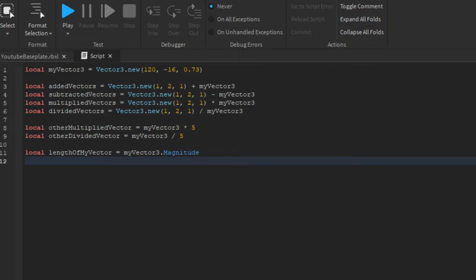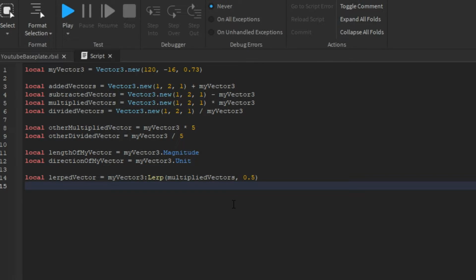You can get the length of a vector by getting the .Magnitude property, and if you want to get the direction of a vector, you can get that by accessing the .Unit property. The unit vector is the same thing as the original vector, except the x, y, and z components are modified in a way such that the magnitude of that vector is 1.